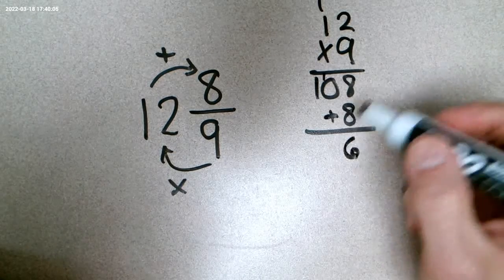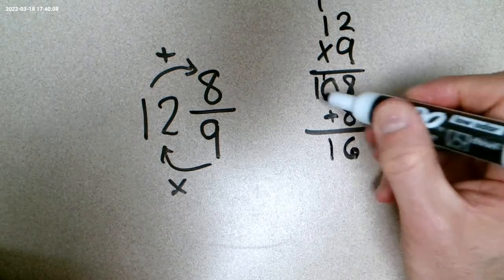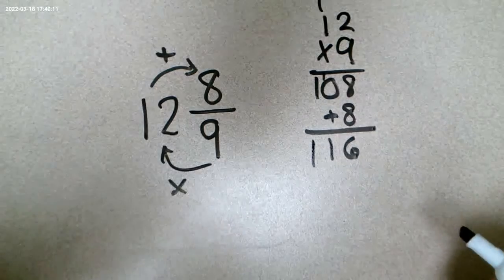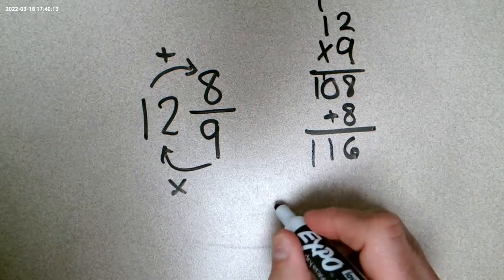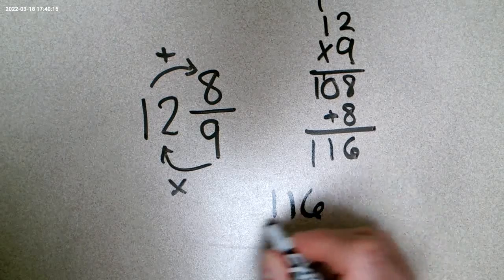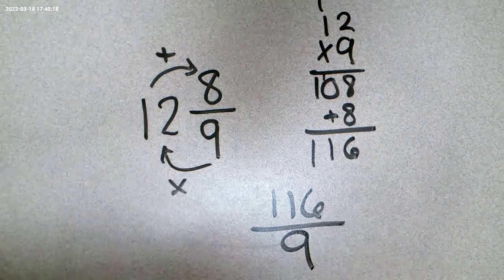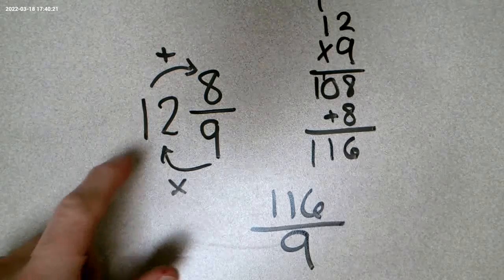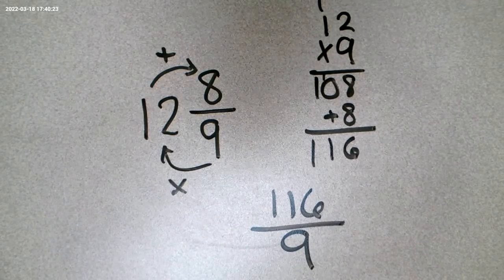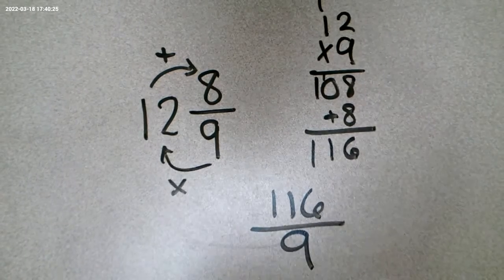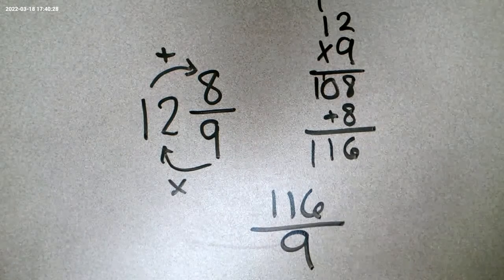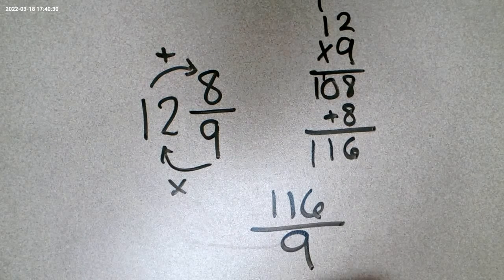Okay, so here we go. 9 times, I'm going to do my little math right up here. 9 times 12. So 9 times 2 is 18. Carry the 1. 9 times 1 is 9, plus 1 is 10. So I get 108. Now I have to add my 8. So that's 16. Carry the 1. There's 1 down there, and 1 there. So 116. Now I take that number and put it over 9, because the denominator doesn't change. That is my representation of 12 and 8/9. That's all there is to it.